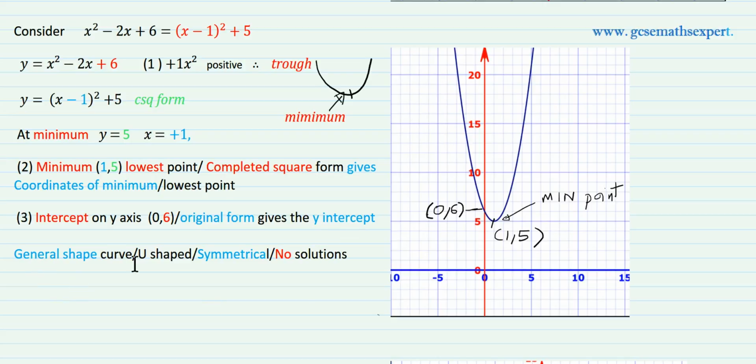Now the general shape is a U-shape again, because it's positive, positive here, positive here. It's symmetrical. That means if you put a mirror through the center, it'll reflect on the right hand side. This has no solutions. That means this curve does not cross the x-axis. If the graph has no solutions, the curve doesn't cross the x-axis.